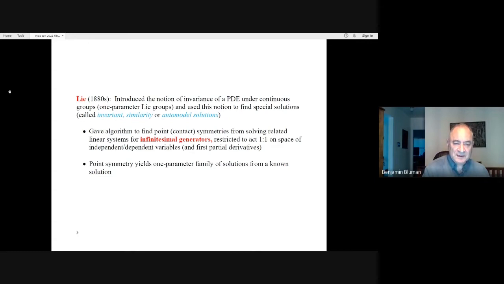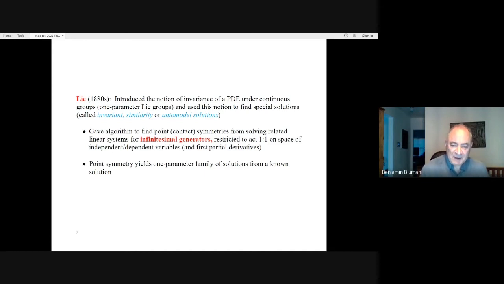So Lie, in the 1880s, introduced the notion of invariance of a PDE under continuous groups or one-parameter Lie groups, and he used this notion to find special solutions, which are called invariant solutions, similarity solutions, or auto-model solutions. The auto-model is a word used often in the early days in the Russian literature.